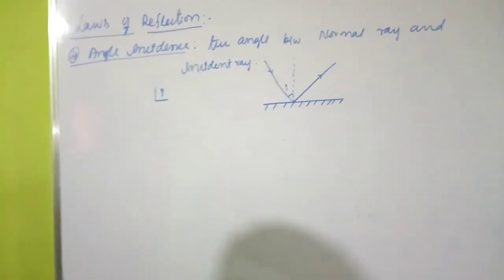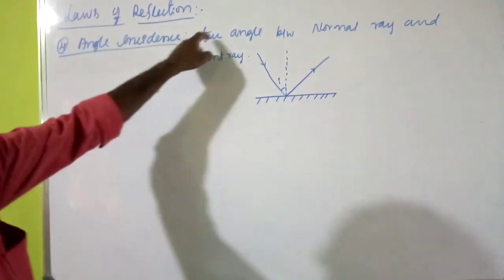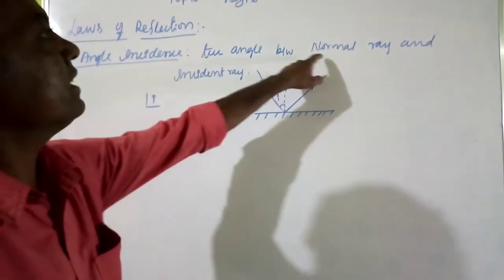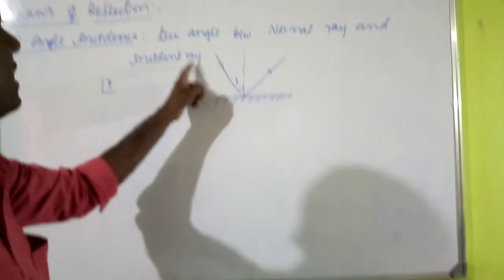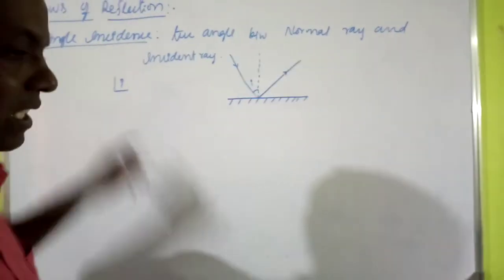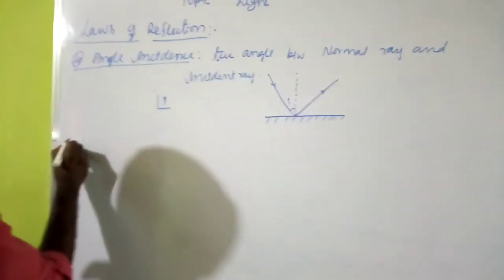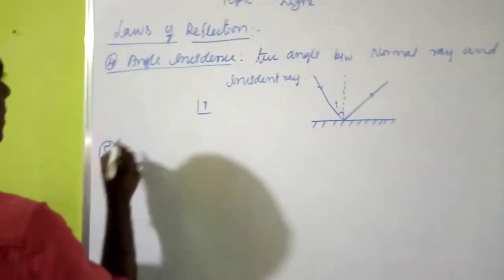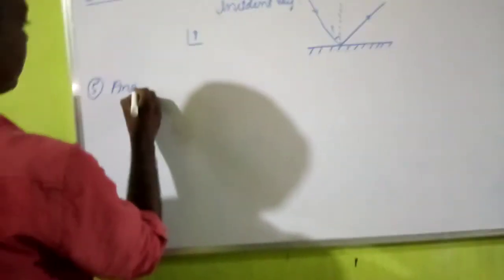Okay students, so angle of incidence means the angle which is formed between the normal ray and the incident ray, and it is denoted by i. Okay, so next concept, it is the fifth one. Angle of reflection.